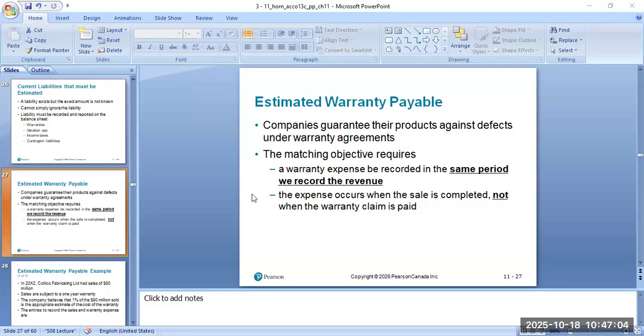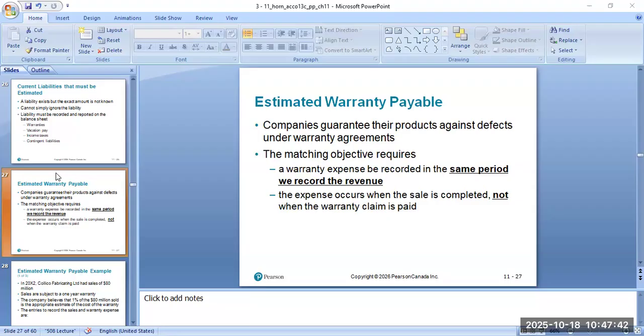Now, the first estimation is the warranty. Why do we need to do estimation for the warranty? Simply because we don't know the amount of the warranty until the warranty actually happens. However, the warranty comes with the sales. If I sell a laptop, that laptop comes with a 2 years warranty. If I don't sell the laptop, there's no warranty. So when do we have to record the warranty?